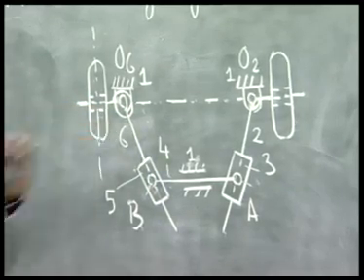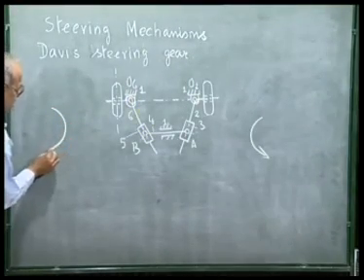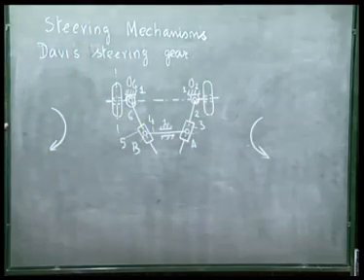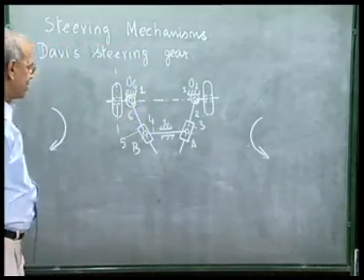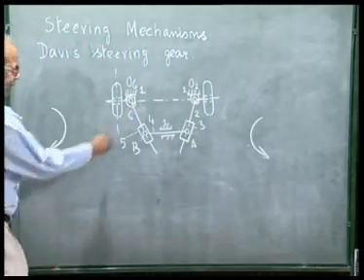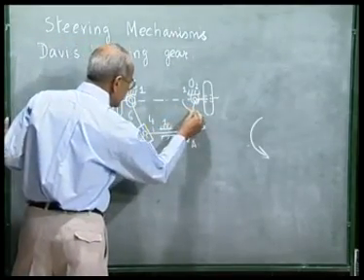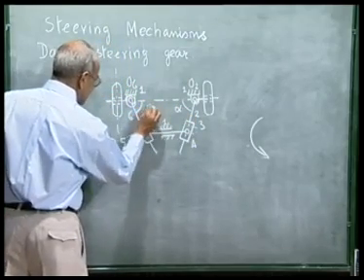Obviously, the mechanism has to be symmetric such that a similar turn can take place either in this direction or in this direction. The car can turn in this way or the car can turn that way. Now, as we see, this mechanism is symmetric. That means this angle is the same as this angle.